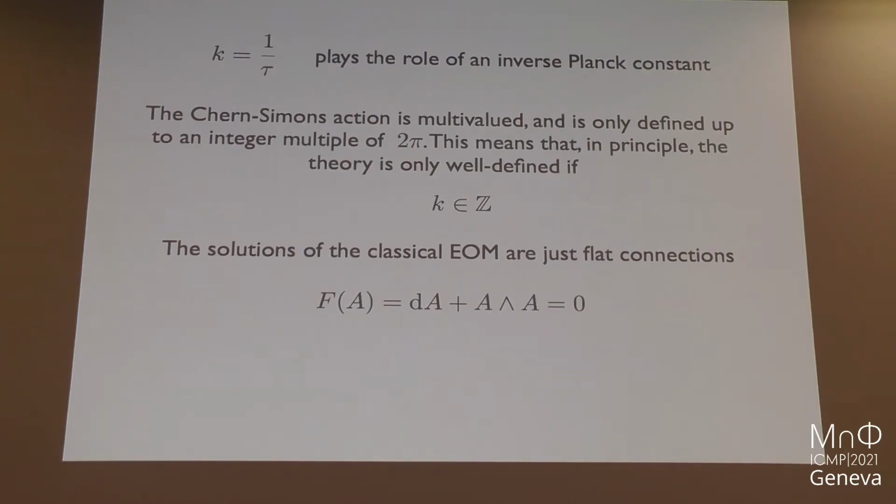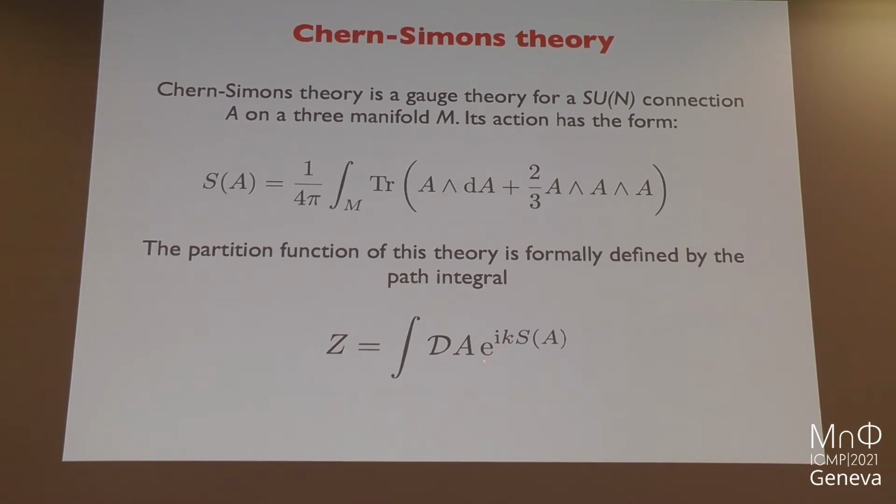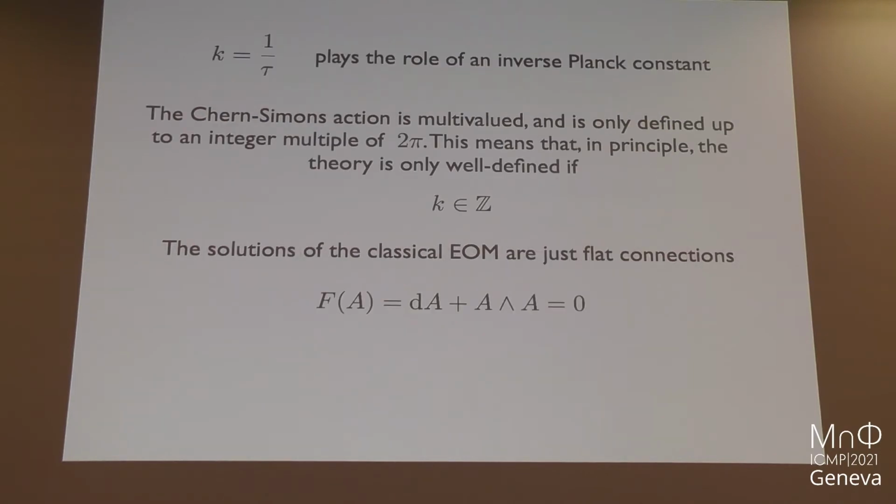Now, let me point out that this coupling constant k that I introduced here plays the role of an inverse Planck constant, and this is the 1 over tau that I was defining at some point in my previous lecture. What is also very subtle here is the following. The Yang-Mills action is gauge invariant, completely gauge invariant, but the Chern-Simons action functional is not fully gauge invariant. You make a gauge transformation which is not connected to the identity, the action will actually change by an integer multiple of 2 pi. And this is a subtlety of the theory.